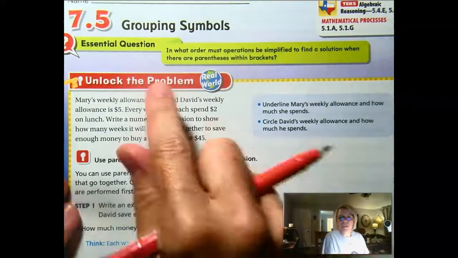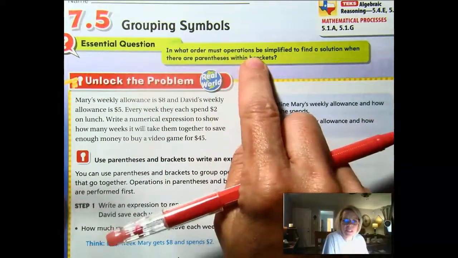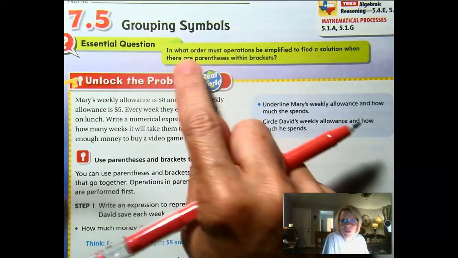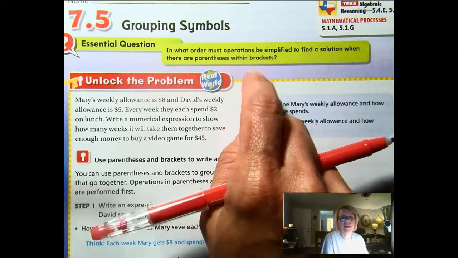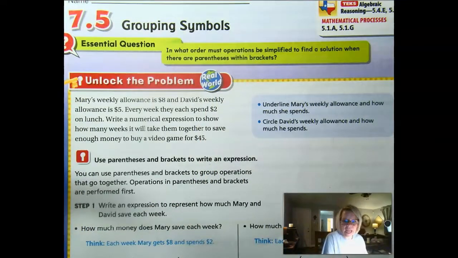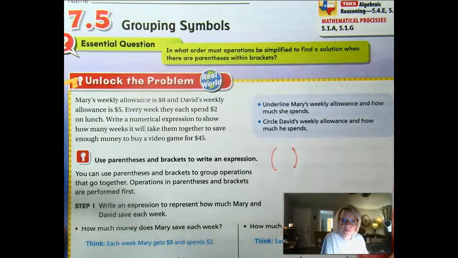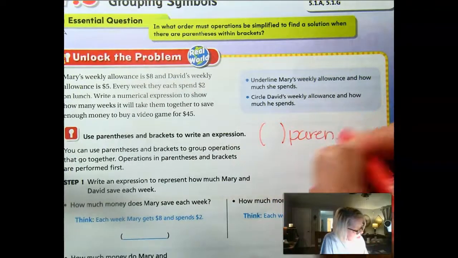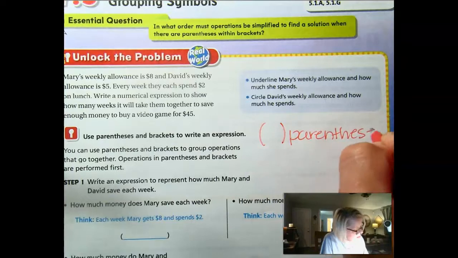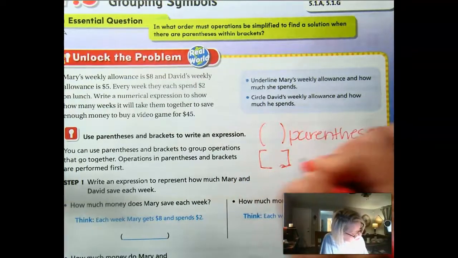All right. So our essential question here: in what order must operations be simplified to find a solution when there are parentheses within brackets? Okay, so we're going to have both brackets and parentheses, two different types of grouping symbols. So these are parentheses. So go ahead and write this in this white space. These are parentheses. And these are brackets.